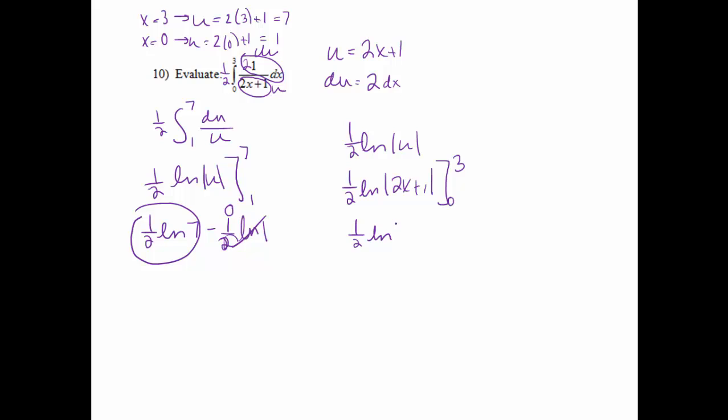The absolute value of 7 is 7. And then minus 1/2 the natural log. If I plug 0 in, 2 times 0 is 0, plus 1 is 1. The absolute value of 1 is 1. And once again, the ln 0 cancels out. So notice you get the same answer either way. You can decide which way works best for you.